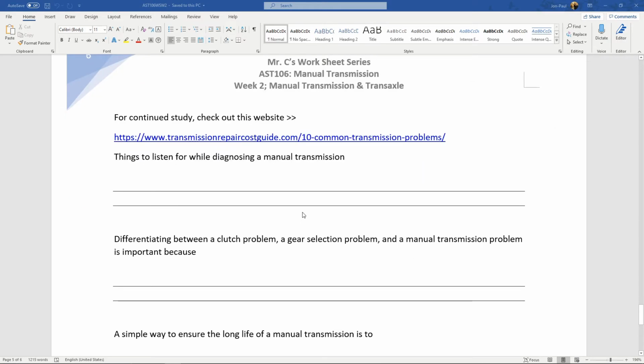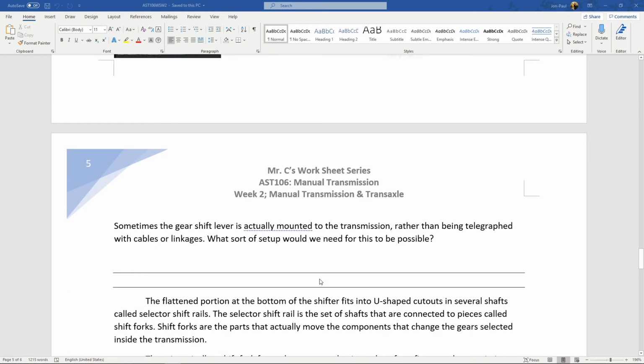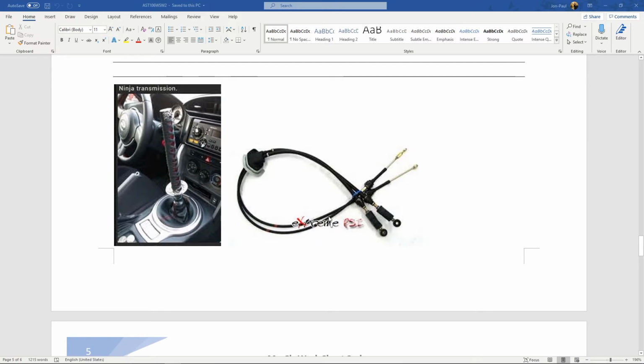Things to listen for while diagnosing a manual transmission. We have to decide if it's the clutch, if it's the selector, or if it's the actual transmission. So when we talk about the clutch, it could be the clutch material, the pressure plate, the throwout bearing, or the hydraulic circuit. If we talk about the selector, here, it could be these cables, and a lot of the cables have an adjustment on it.